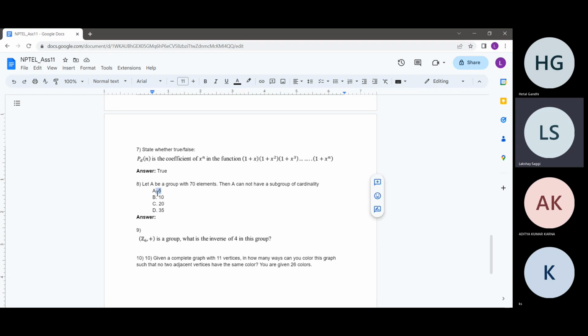So let's just go option by option. 5 is a divisor of 70, so it can be a possible subgroup. 10 also divides 70 since 70 by 10 is 7. 35 also divides 70 as 70 by 35 is 2. But 20 does not divide 70, right? Because 70 by 20 is not perfectly divisible. So yeah, good job, guys. Answer is option C.